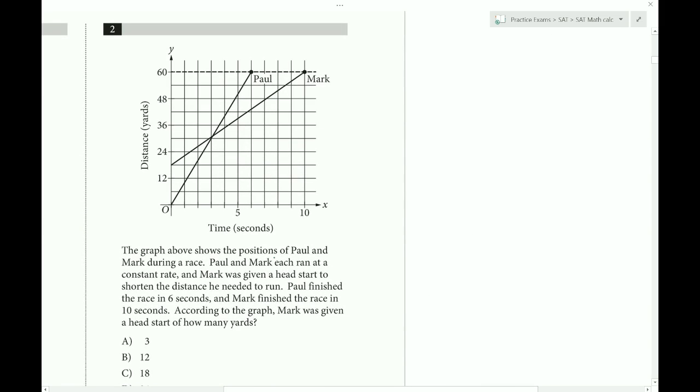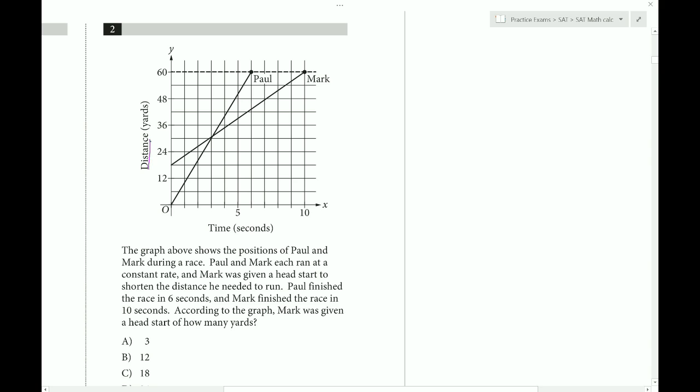The graph above shows the positions of Paul and Mark during a race. Paul and Mark each ran at a constant rate, and Mark was given a head start to shorten the distance he needed to run. Paul finished the race in 6 seconds. Mark finished the race in 10 seconds. According to the graph, Mark was given a head start of how many yards?